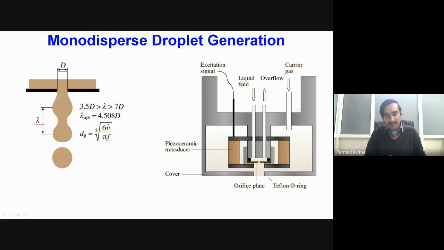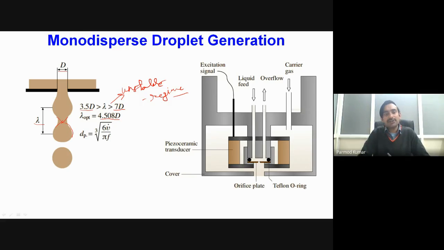Now over here you see lambda as the wavelength of these interfacial disturbances which appear on the periphery or on the surface of the jet. If this wavelength is in the range of 3.5 times d to 7 times d, in this region we will have the unstable regime, and particularly when the wavelength becomes identical to 4.508 times the diameter, at that time we will have a completely unstable situation and we will have the pinch-off of the droplet. This neck which has formed will narrow down and finally result in the formation of a droplet which comes out of the continuous jet structure.